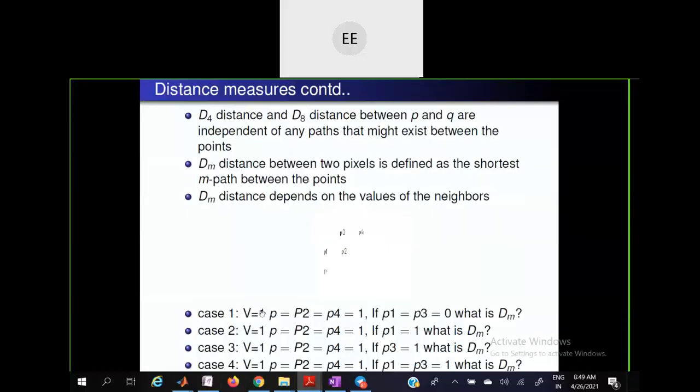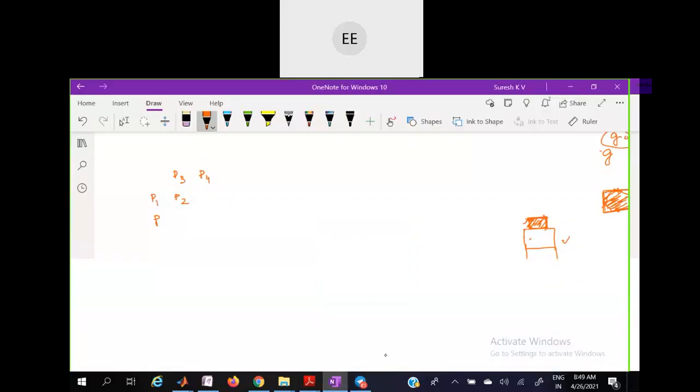The first case, of course, V is equal to 1. The first case is P, P2, P4 are 1 and P1 and P3 are 0. So this is 1, this is 1, this is 1, this is 0 and this is 0. Now, with the definition of M connectivity, can you tell me whether these two are M connected, 1 and 1? Are they M connected? Would you say yes or no?